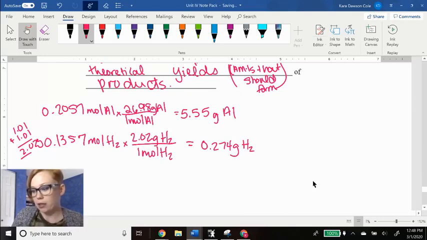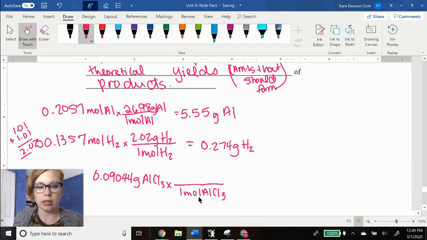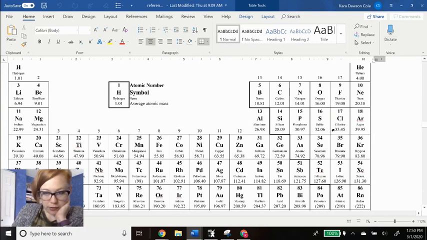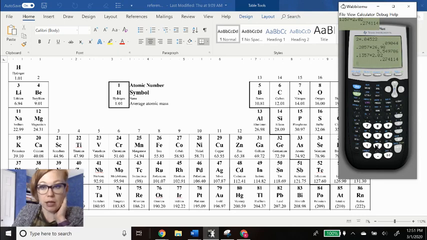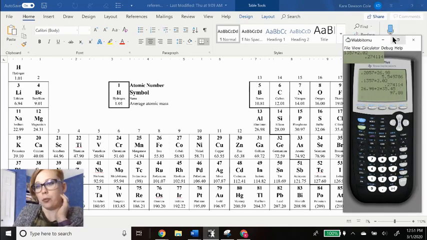So I had 0.09044 moles of AlCl3. I know I'm going to do 1 mole on the bottom. And then I need to calculate the molar mass of AlCl3. And the mass of chlorine is 35.45. I have 3 of those, so I'm going to take 3 times 35.45 plus 1 times 26.98 to get my mass of my aluminum chloride. That gives me 97.88 grams.